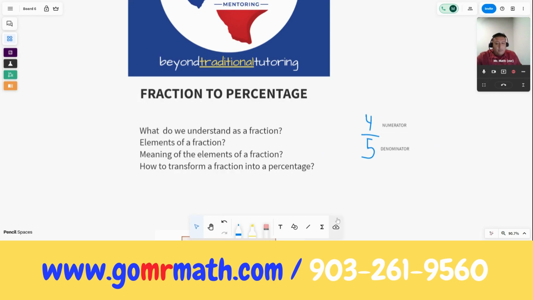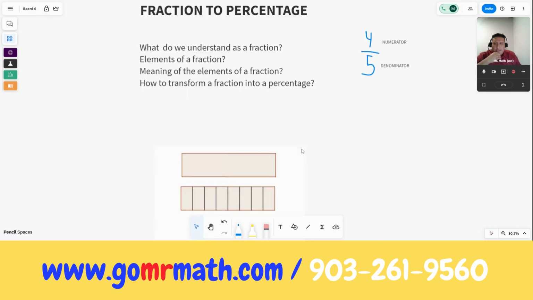Okay, what is the meaning now of each one, the numerator and the denominator? The denominator will show me how many pieces my unit will be divided in. If I have 5 in the denominator, that means that my unit will be divided in 5 pieces. And the numerator represents how many of these 5 pieces I'm taking. Okay, I'm going to present an example here.